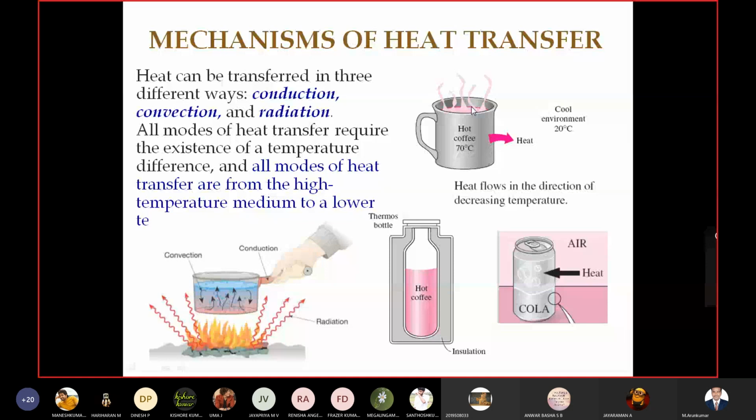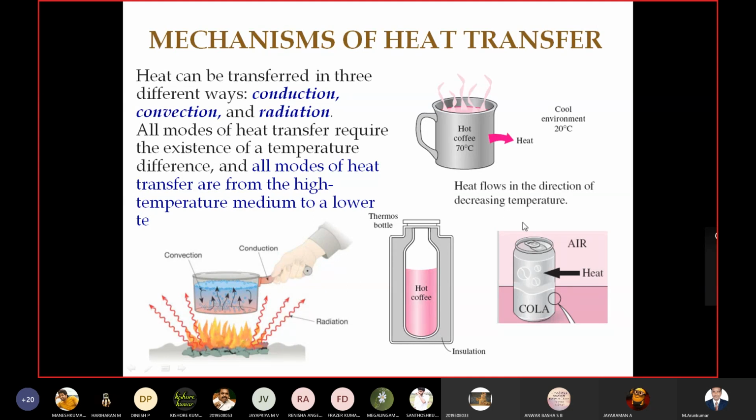Then you may take this example, a thermos bottle. No heat transfer will happen because it is insulated. Then you may take another example, cold drinks. This is an example of heat flow in the direction of decreasing temperature.